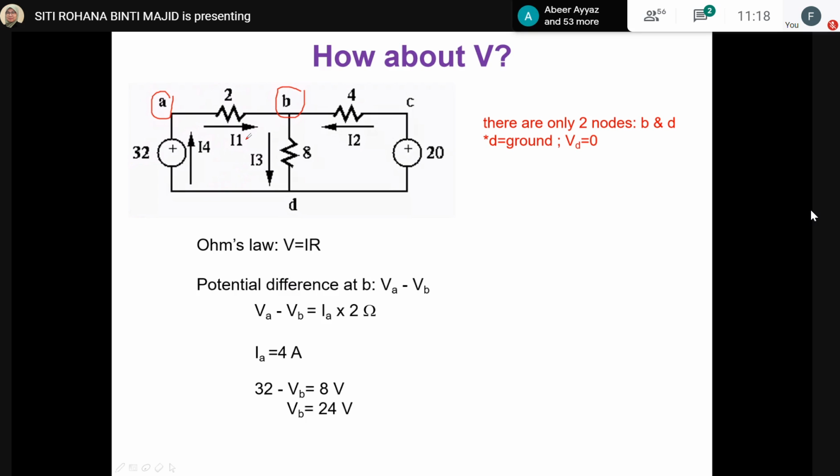flows through the 2 ohms here. Just now we found IA equals 4 ampere. So the voltage at B we can calculate using this equation, and then we plug in the value of IA and get the value of VB. So at point B, the voltage is 24 after crossing the 2 ohm resistor.